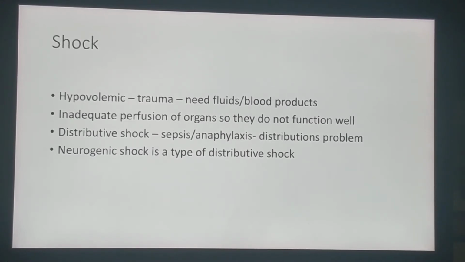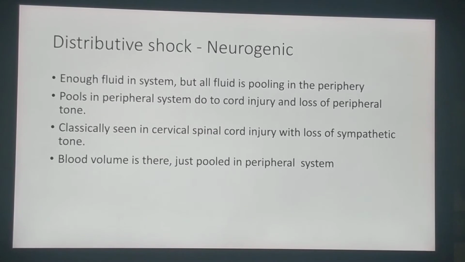So hypovolemic, remember, everything is trauma. You need fluids, blood products. Shock, by definition, is basically inadequate perfusion of organs. They don't really function well. And neurogenic shock is a type of distributive shock, a little bit different than hypovolemic shock. In distributive or neurogenic shock, you've got enough fluid in the system, but all the fluid is pooling in the periphery.